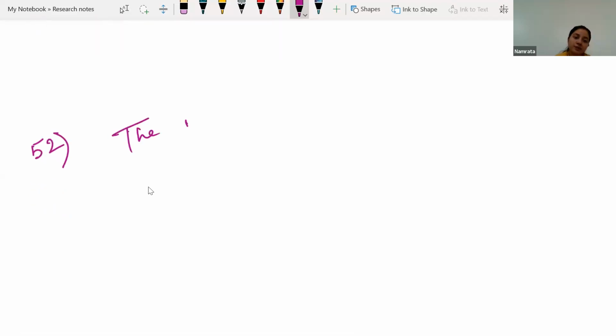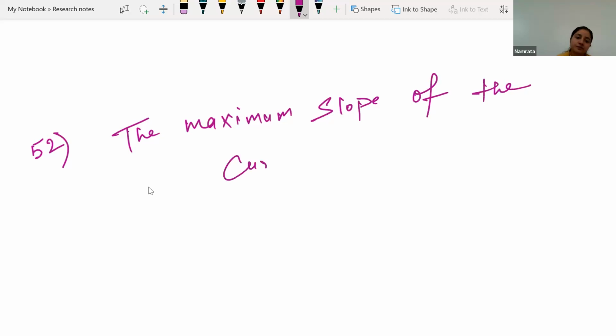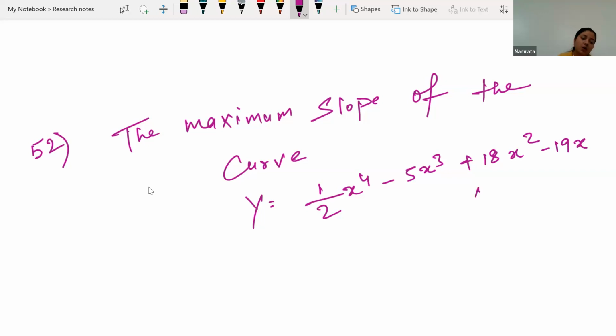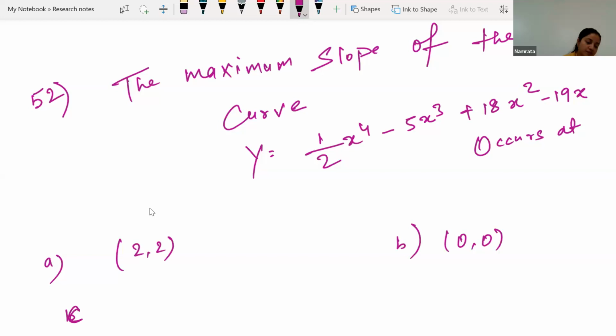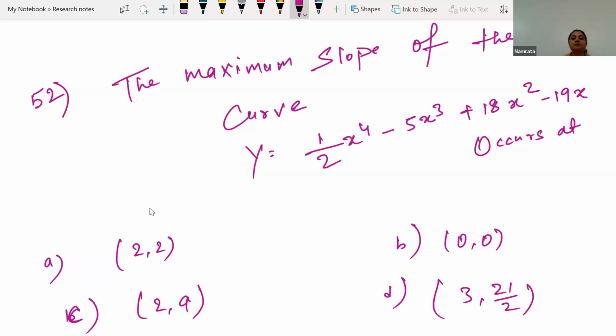Here it says the maximum slope of the curve y equals 1 by 2 x to the power 4 minus 5x cube plus 18x square minus 19x occurs at points: A 2, 2; B 0, 0; C 2, 9; and D 3, 21/2. So the maximum slope of the given function occurs at.